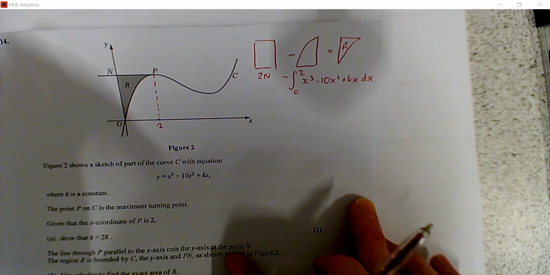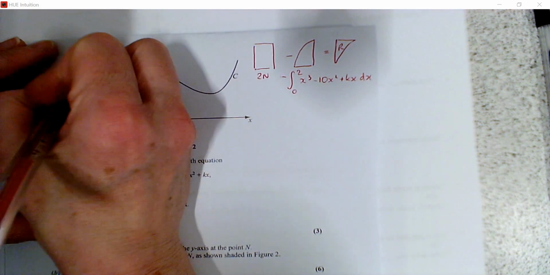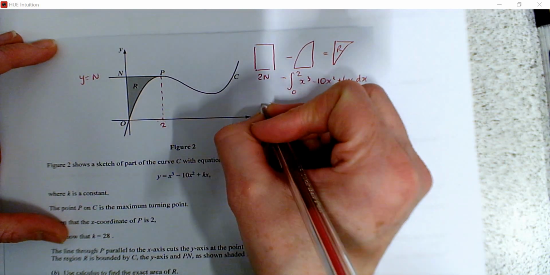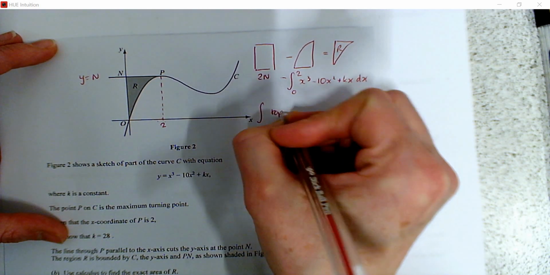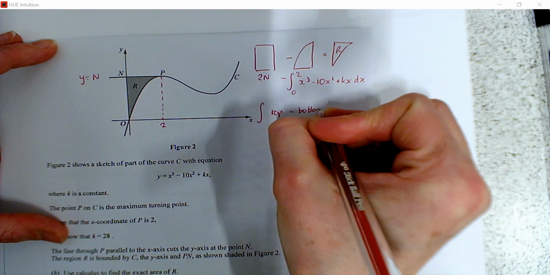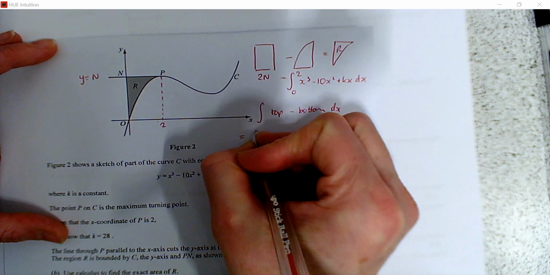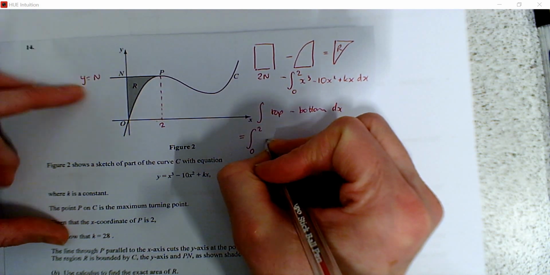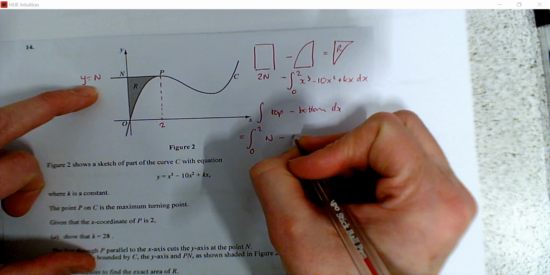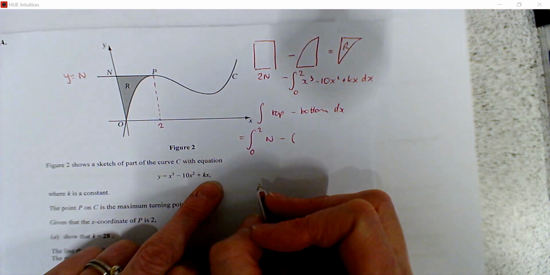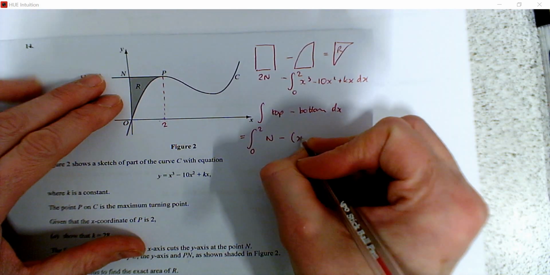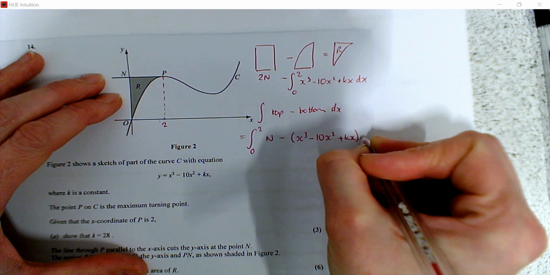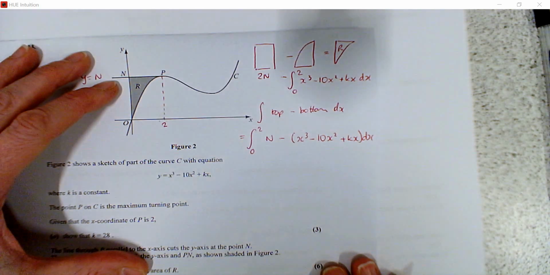That's it, and that would work out our answer. The other way to do it is we know that this equation is y equals n. So we could do it all in one go, the integral top minus bottom. Okay, so that would give us from 0 to 2, y equals n, take away, and then we've got three terms here, so we need brackets. So we've got x cubed minus 10x squared plus kx with respect to x.